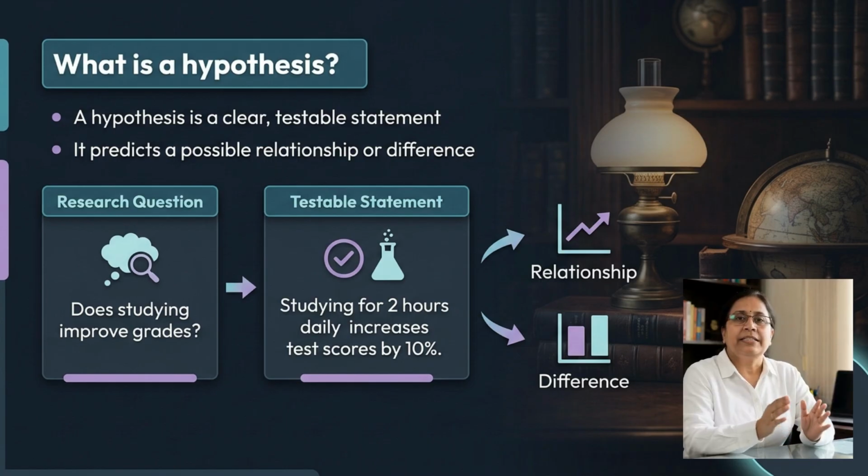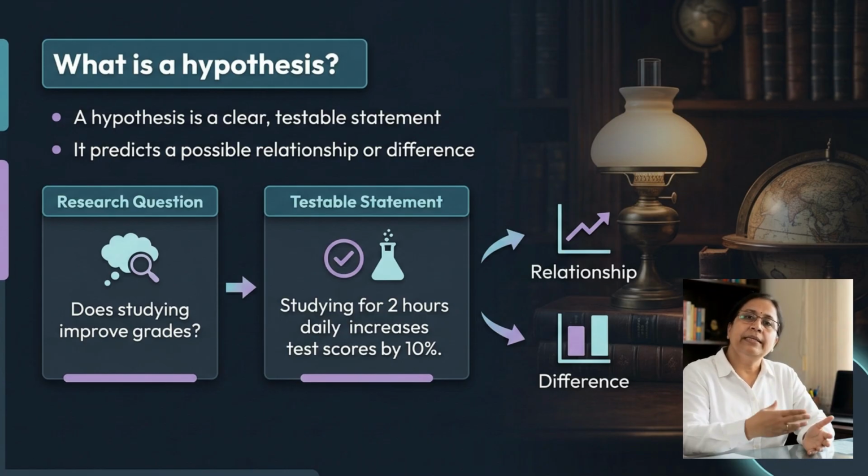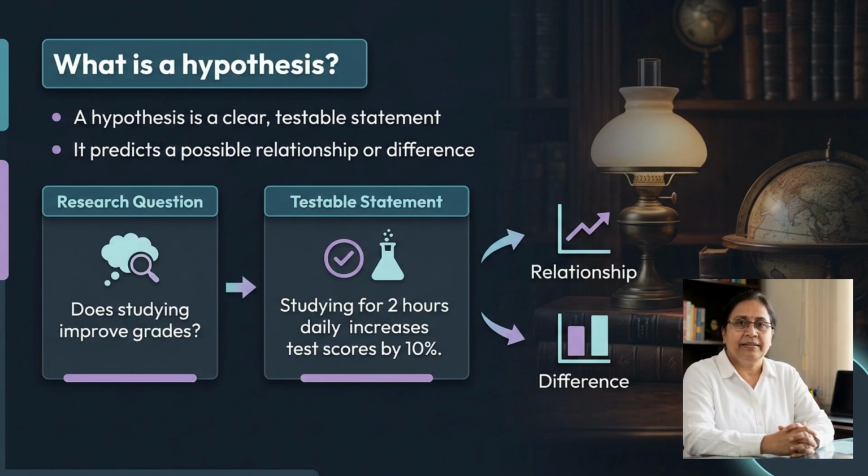A hypothesis is a clear and testable statement about what you think may be true in your study. It usually predicts a possible relationship, association, or difference. In simple words, a hypothesis is not just a guess. It is a research expectation that can be checked using data. That is why a good hypothesis must be specific enough to test, not vague or decorative.